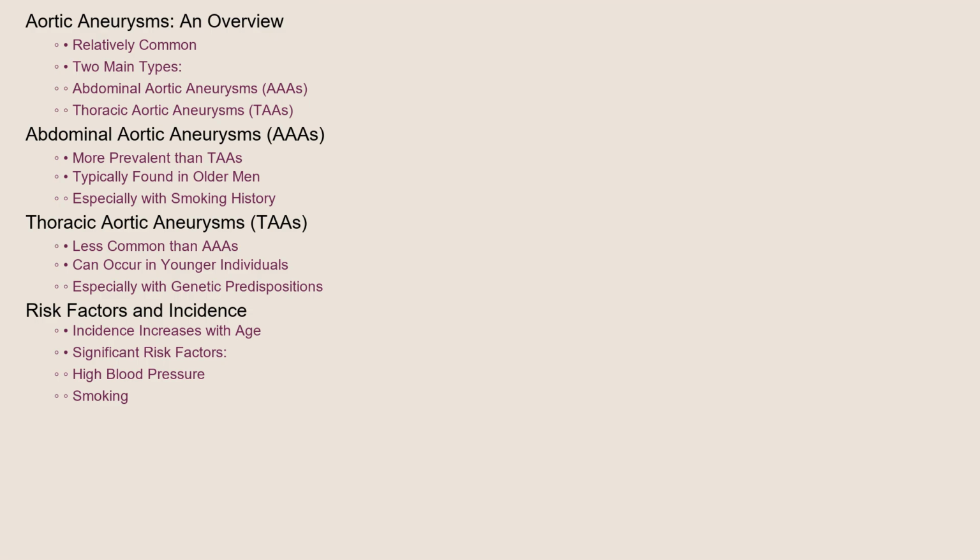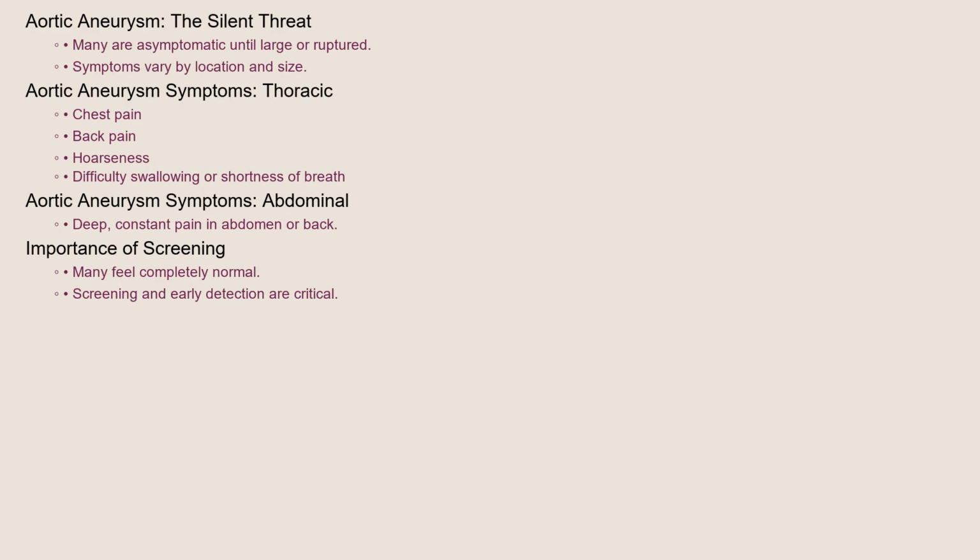The tricky thing about aortic aneurysms is that they often don't cause any symptoms until they become large or rupture. When symptoms do appear, they can vary depending on the location and size of the aneurysm. A thoracic aortic aneurysm might cause chest pain, back pain, hoarseness, difficulty swallowing, or shortness of breath. An abdominal aortic aneurysm may present with a deep, constant pain in the abdomen or back. However, remember that many people with aneurysms feel completely normal, making screening and early detection critical.